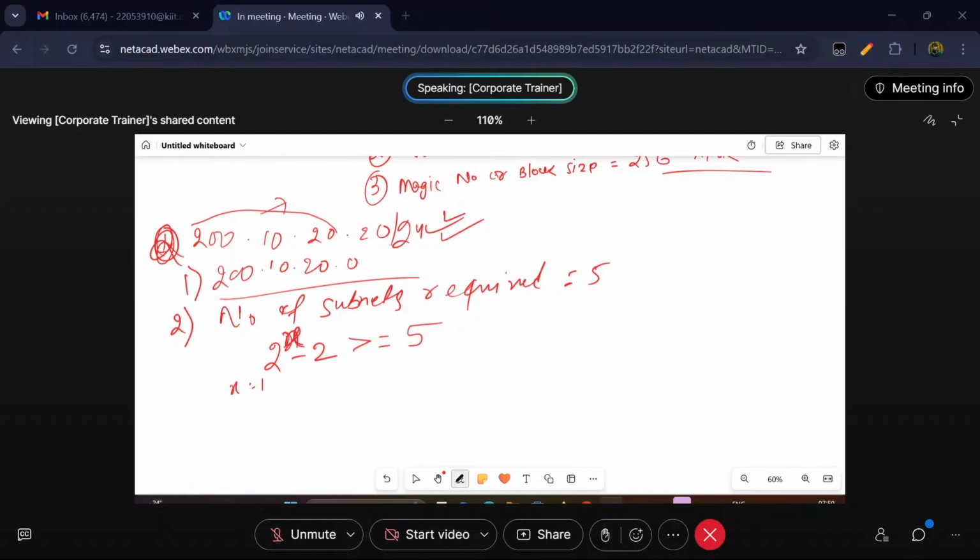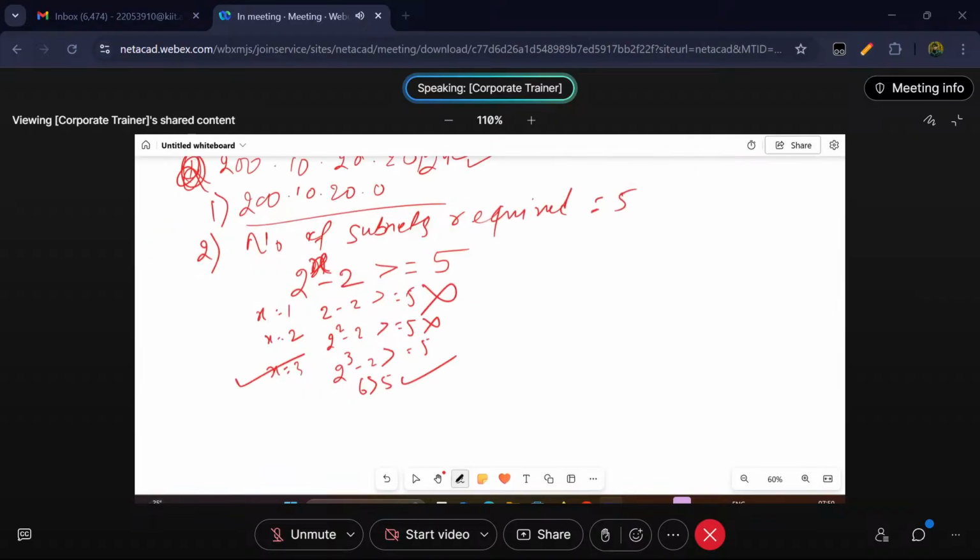So you can check it. If you use x equal to 1, is 2 minus 2 greater than or equal to 5? No, it is not possible. If you use x equal to 2, then in this case also 4 minus 2 is not greater than or equal to 5. If you use x equal to 3, 2 raised to the power 3 minus 2 is greater than or equal to 5. Yes, this becomes 8 minus 2, which is 6, and 6 is greater than 5, which is correct. So x equal to 3.